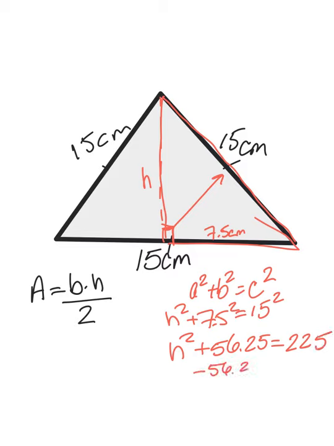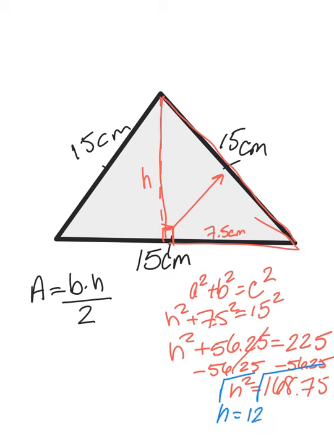Subtract 56.25 from both sides because we're trying to solve for the height. That crosses out. H squared equals 225 minus 56.25, and I get 168.75. Again, I don't want to know h squared, I want to know h, so I've got to take the square root. And the square root of that answer is going to be 12.99.